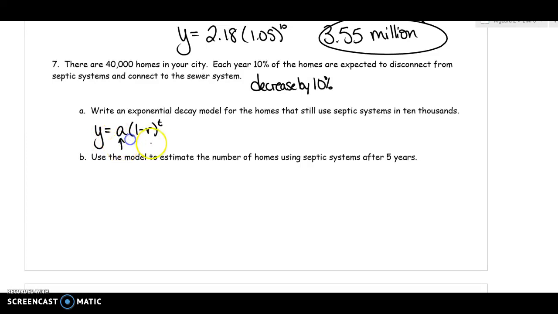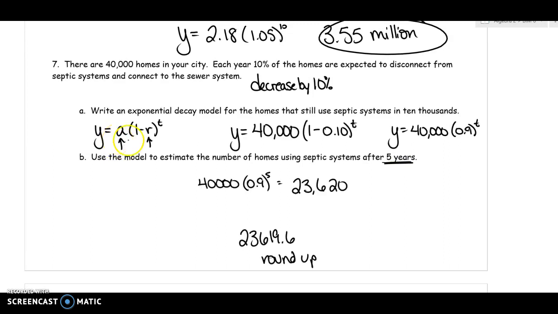So fill in A, fill in R, and then use the model to estimate the number of homes using septic systems after 5 years. So try this one on your own and then play the video again. The initial amount A is 40,000 homes. R is 10%, so 0.10. If you use this as your answer, that is technically fine, but you can do 1 minus 0.10 to get 0.9. This makes it just a little cleaner, a little bit more finished.